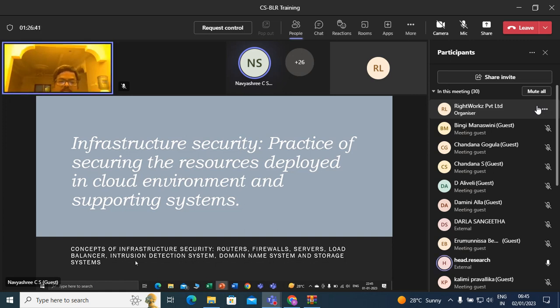The next one is Intrusion Detection System, that is IDS. IDS enables the security team to detect and respond to potential threats to its cloud-based infrastructure. The next one is Domain Name System, that is DNS. This translates the human readable domain into the IP address, because computers do not understand human readable domains. And the storage system includes issues such as network security and cyber threats.